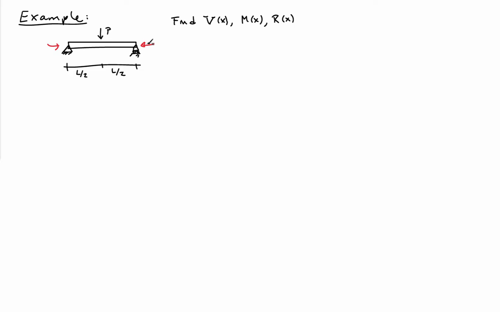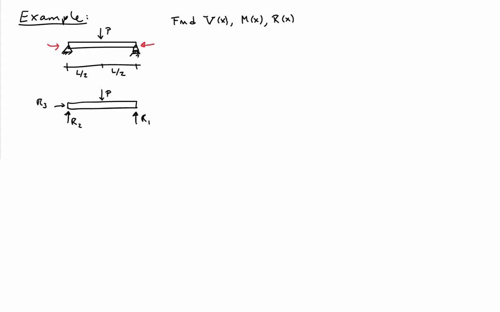Let's go ahead and find the internal force diagrams for the beam. I want to find V as a function of x, the internal shear force, the internal moment, M, as a function of x, and the internal axial force, R, as a function of x. We'll do this two ways. One, we'll use free body diagrams and section cuts, step by step. The other, we'll look at using our differential equations of equilibrium to get the same results.